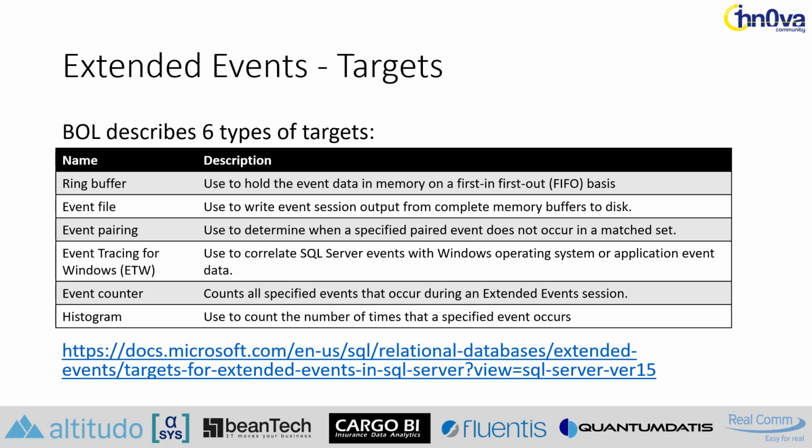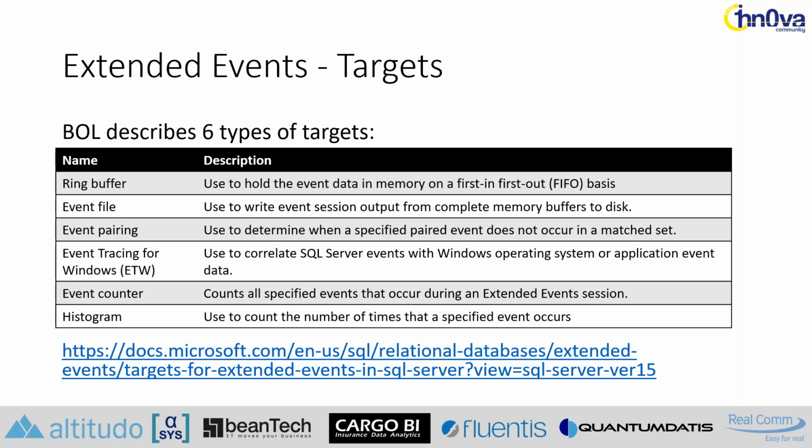You probably know the first two targets that you see here coming straight from the documentation. So you have the ring buffer target and the event file target. This one, the ring buffer target, is capable of saving events to an in-memory structure with first in, first out structure.